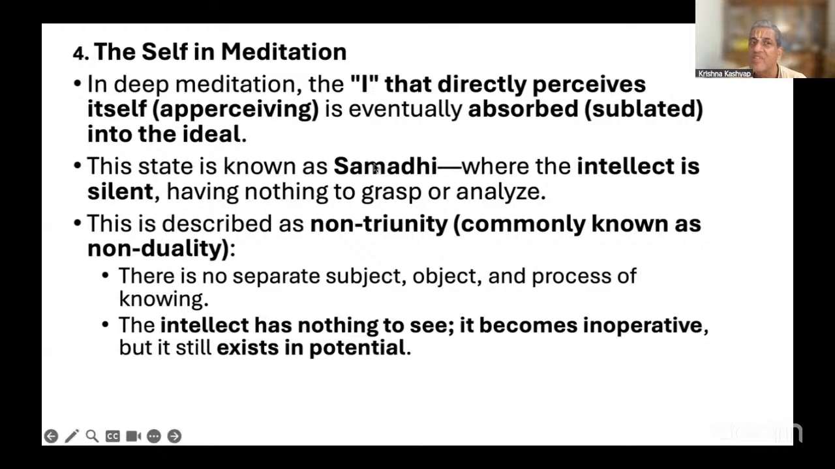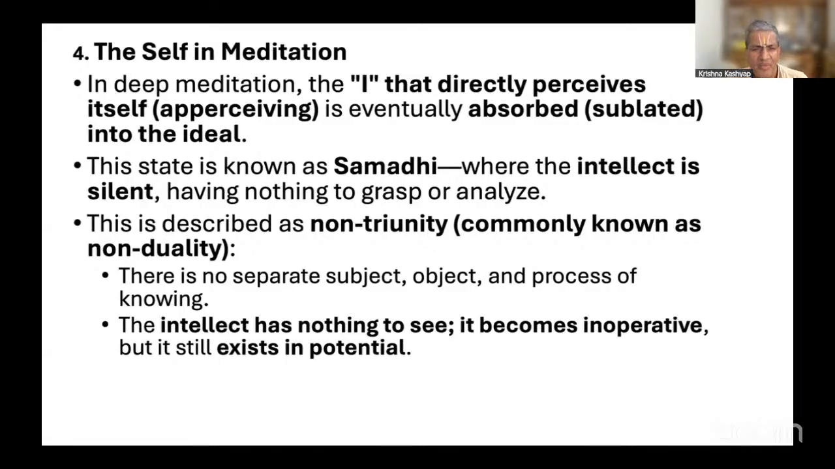This state is known as Samādhi, where the intellect is silent, mind is silent, because intellect does not have anything to grasp or analyze. Mind grasps, intellect analyzes. Intelligence needs difference. You cannot do anything with intellect when there is only one experience. Intellect doesn't know what to do. Mind also grasps, and there's only one thing, it just forgets because mind doesn't work. This is described as non-triunity, commonly known as non-duality. So non-triunity is the same as non-duality.